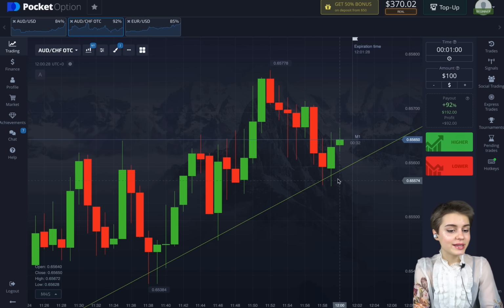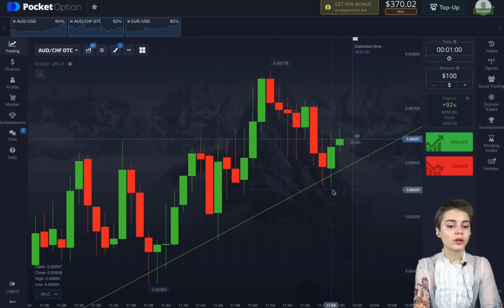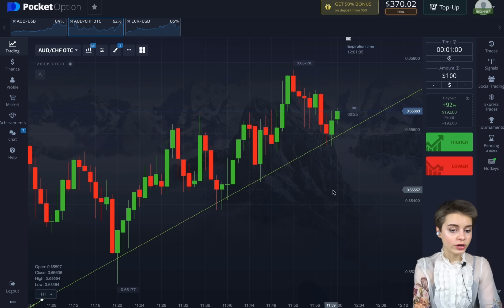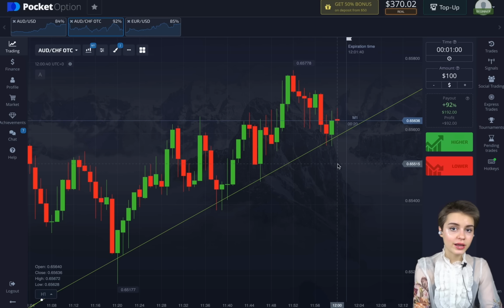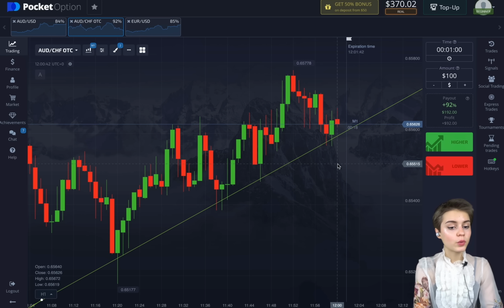So I opened the deal with higher on this border. A lot of traders saw we reached the support zone on this trend line, and suddenly a lot of buying started here. The market went up and made a lot of profit.